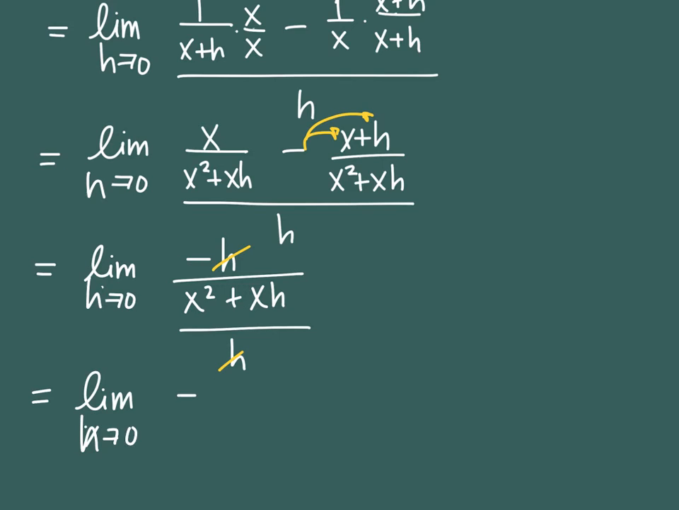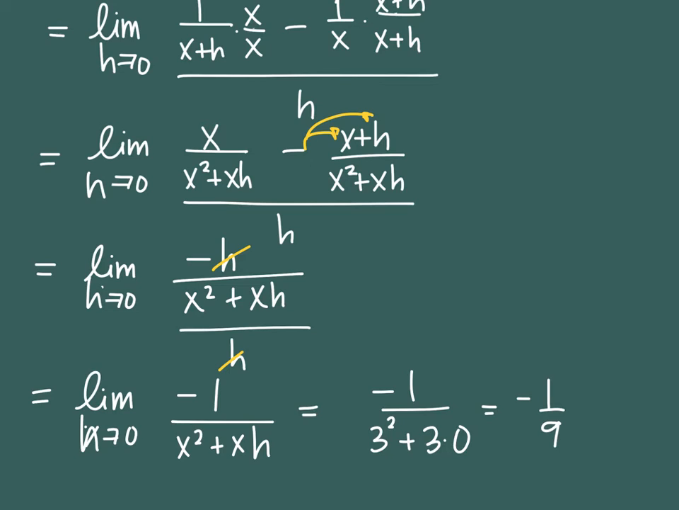Okay, now I've got negative 1 as my numerator and x squared plus xh. So I've cleaned it up all the way to that algebra. And now I can plug in what for h? 0. And what for x? 3. All right, so that's going to give me negative 1 over 3 squared plus 3 times 0, so negative 1/9. So that tells me the instantaneous slope along this hyperbola at that particular place is the number negative 1/9.